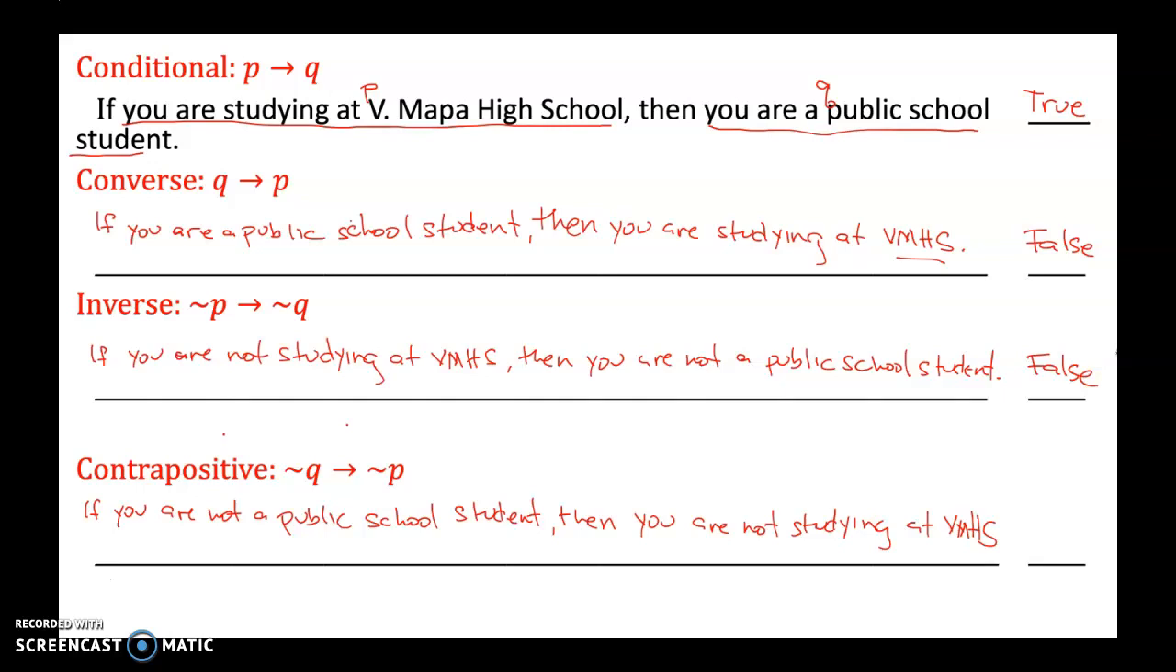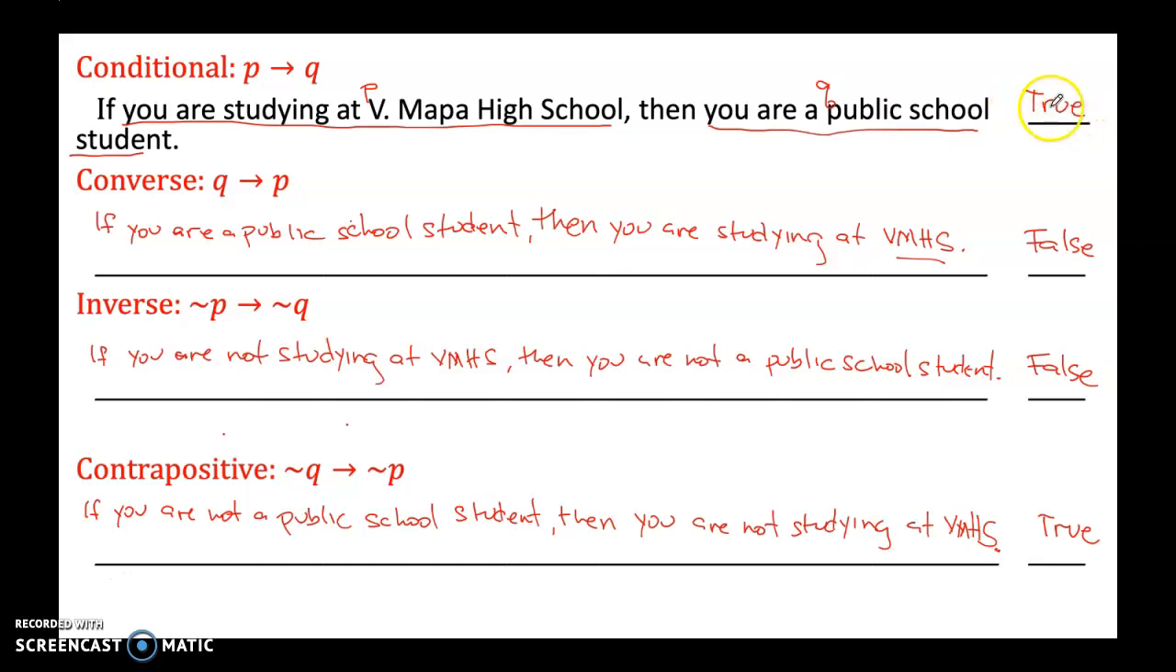For the contrapositive: if you are not a public school student, then you are not studying at Bimapa High School. So, this is said to be a true statement. Why? It is a true statement because, again, all students studying at Bimapa High School are called public school students. So those are the truth values of the conditional, converse, inverse, and contrapositive.